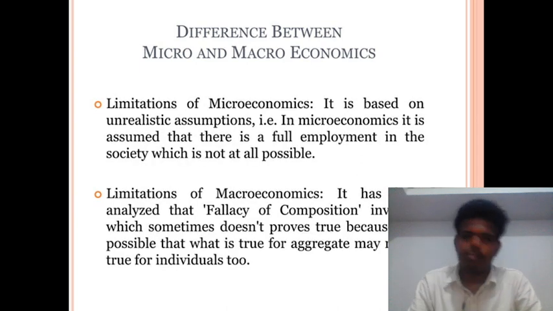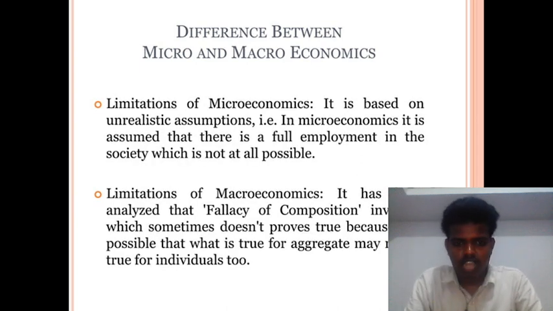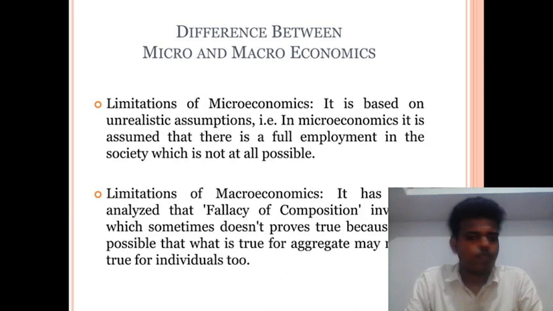Limitation: what is the limitation? It is based on unrealistic assumptions. For example, microeconomics assumes there is full employment in society, which is not at all possible. The limitation of macroeconomics is the fallacy of composition, which sometimes does not prove true, because what is true for aggregates may not be true for individuals.